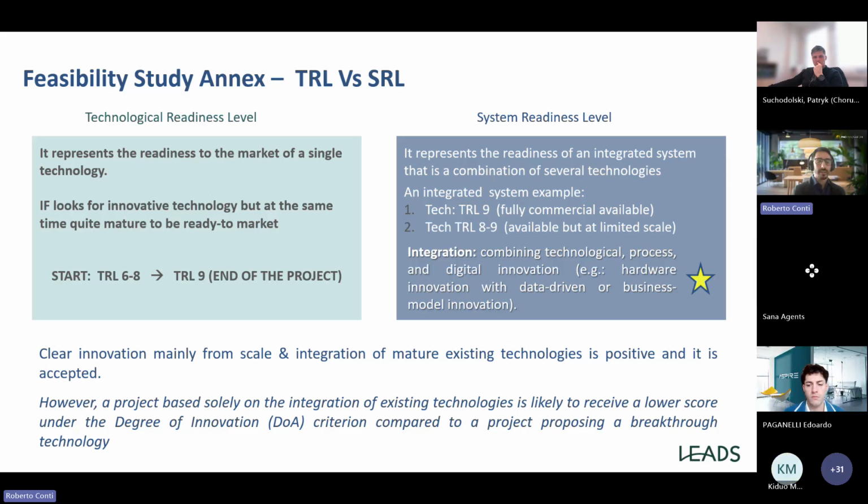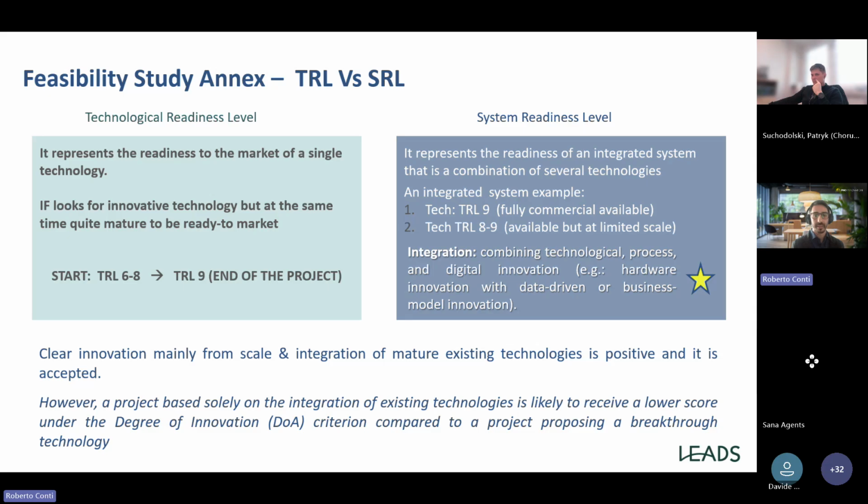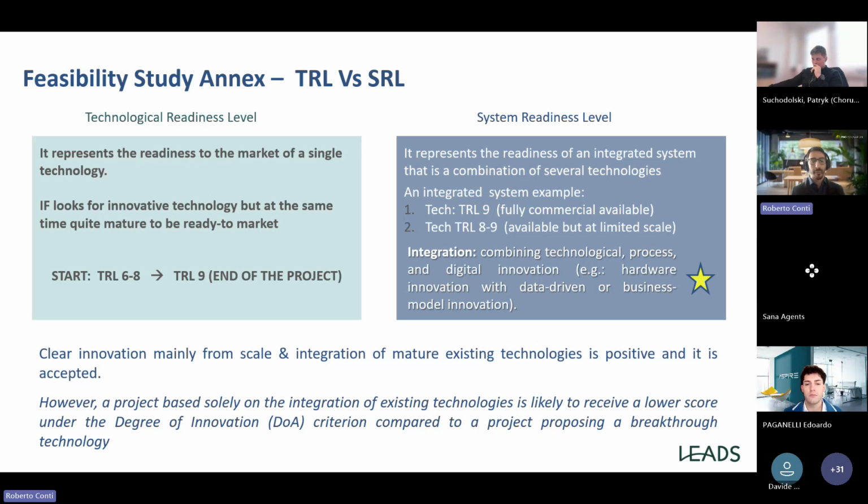But of course, it's normal that a project with a TRL 9 and increasing only the system readiness level can anyway receive a lower score in the degree of innovation criterion compared to a breakthrough technology.